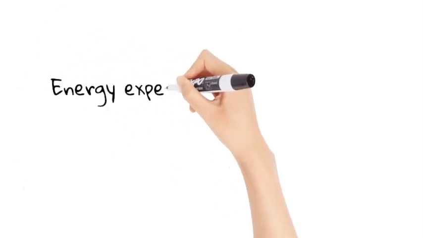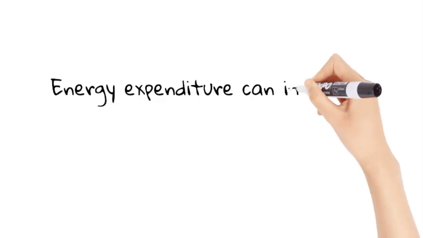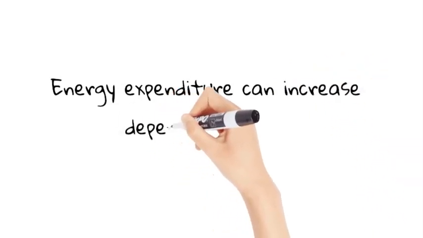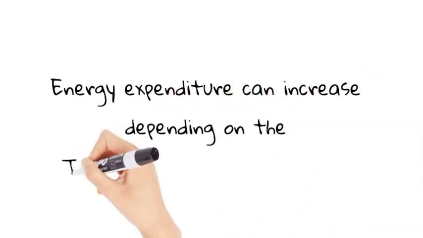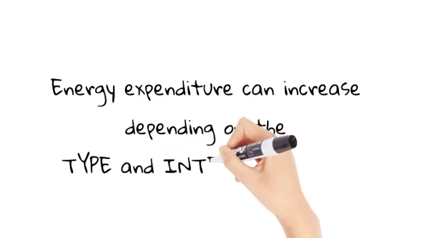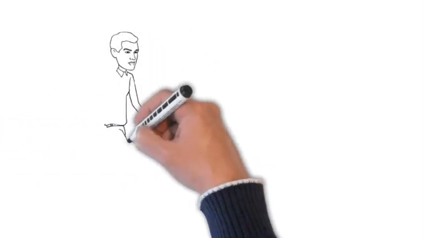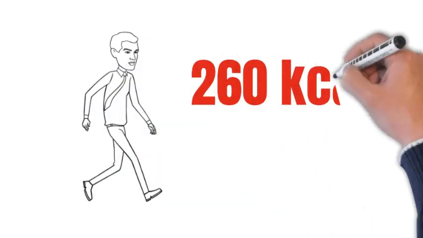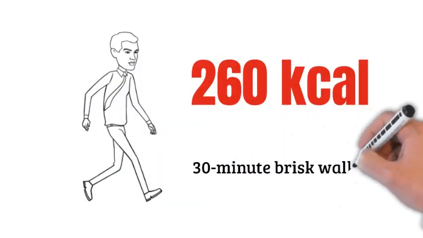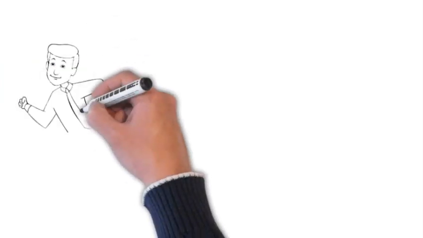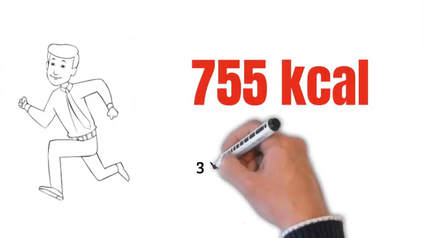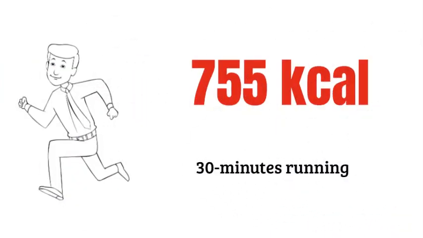During physical activity, the energy expenditure of the body can increase significantly, depending on the type and intensity of the activity. For example, a 155-pound person may burn approximately 260 calories during a 30-minute brisk walk, while running at 8 miles per hour can burn about 755 calories in the same amount of time.